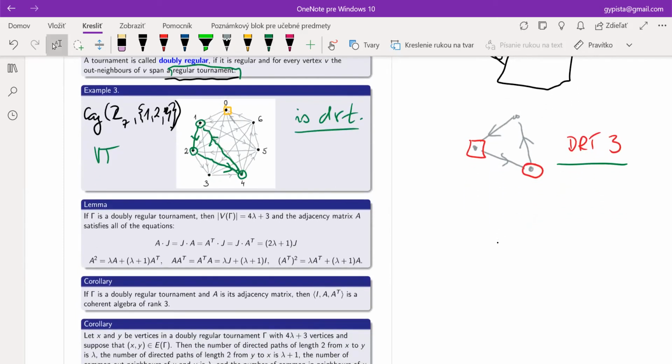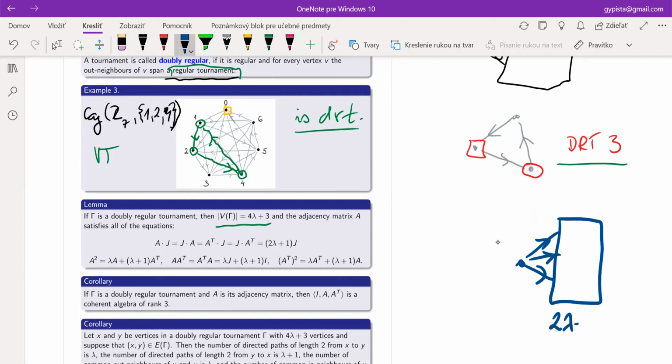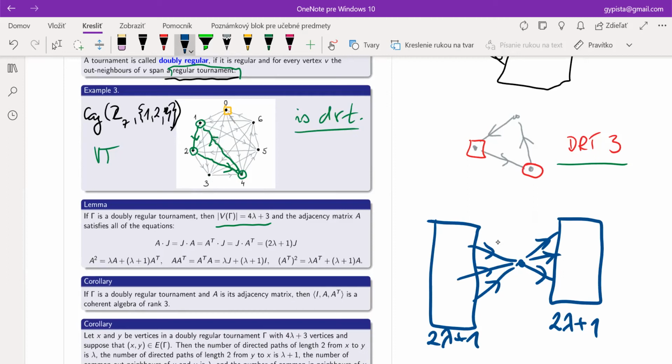Now, by the definition of the doubly regular tournament, it immediately follows that the number of vertices should be congruent to 3 modulo 4, simply because here you have a regular tournament. That means that the number of its vertices is odd, and by regularity it follows that also here you have the same number of vertices. So altogether you have 4 lambda plus 3 vertices.